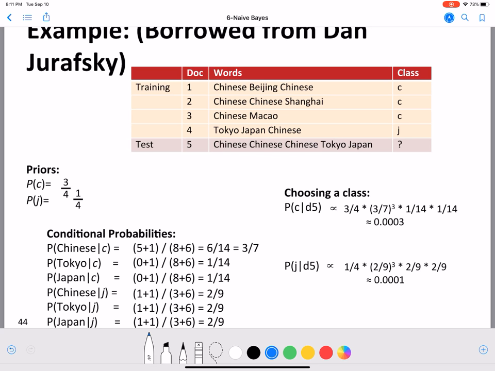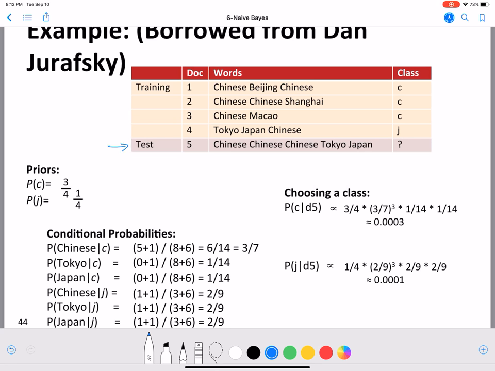So here Chinese is a feature, Beijing is a feature, Macau is a feature, Shanghai is a feature, Tokyo, Japan, all these words are features. The words themselves are features. And the classification, which language document is this, is given by class, where class is equal to C for Chinese and class is equal to J for Japanese.